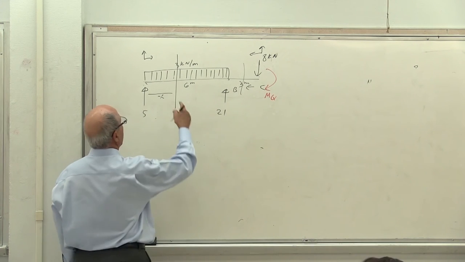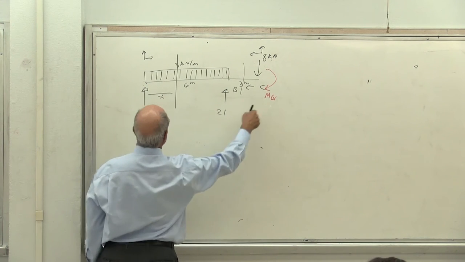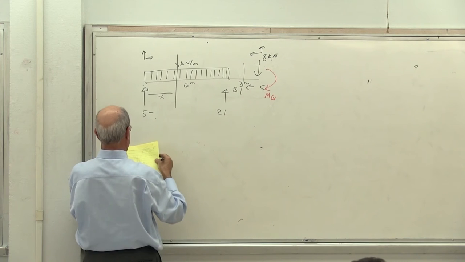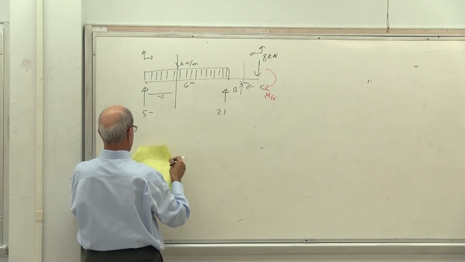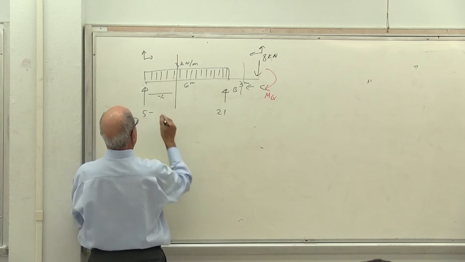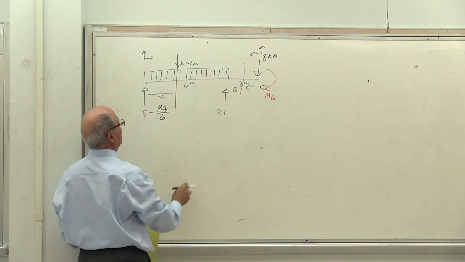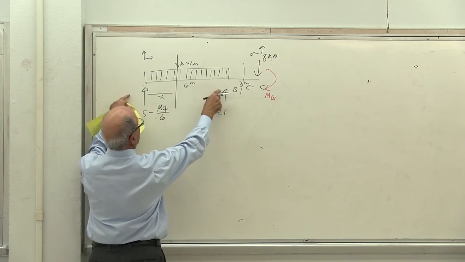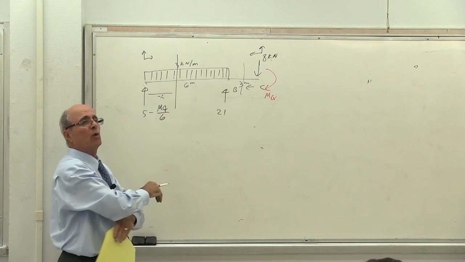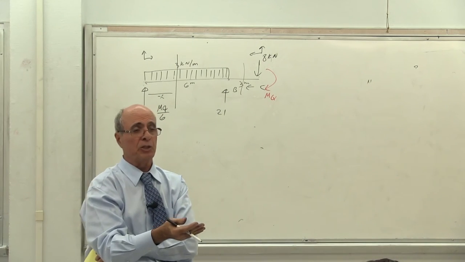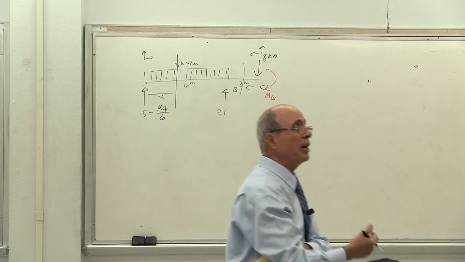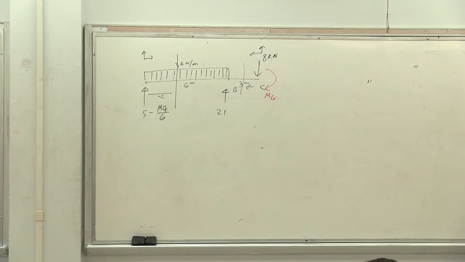This is the net result. Take the moment about here, bring MQ into the system. This becomes minus MQ over 6, 6 being the length here, L. So if this was given in terms of L, this would have been MQ over L, which is the right unit, because M is a moment divided by the length becomes a force. Is that correct or not? Everybody understand what I'm saying?